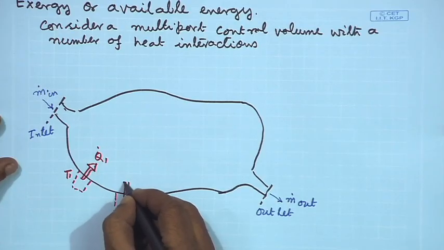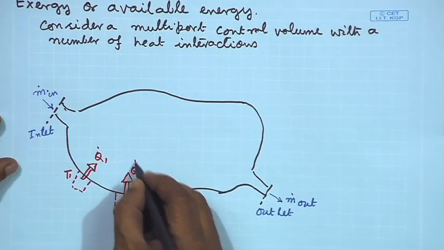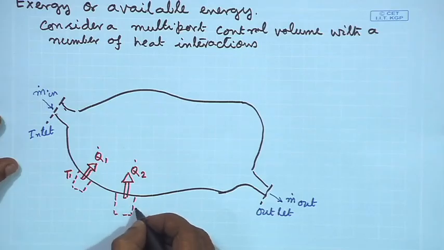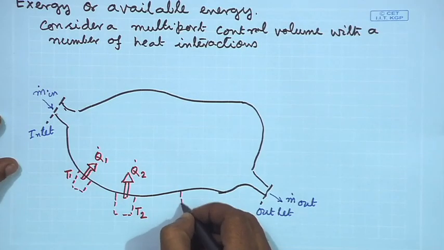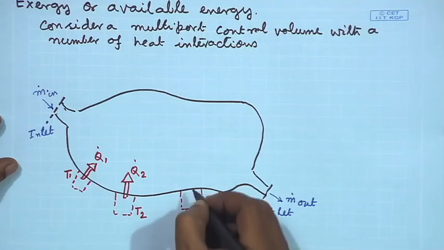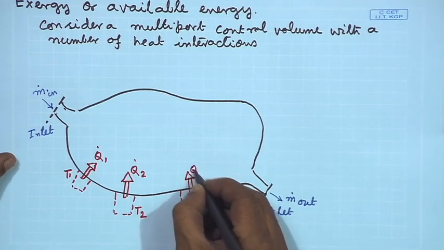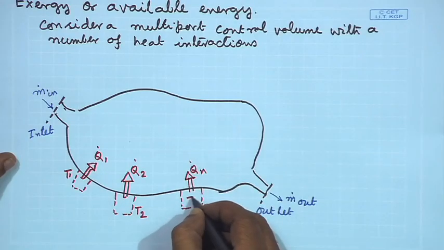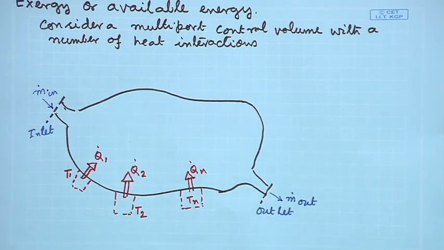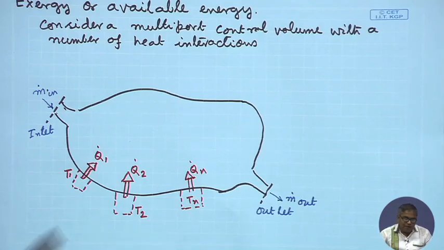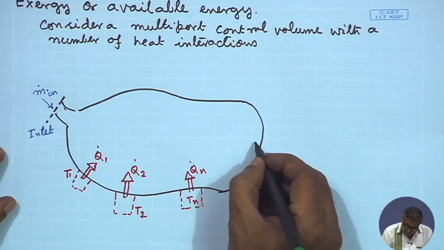Q dot 2 amount of heat is entering at a temperature T 2, and let us say it is an arbitrary port or arbitrary point where Q dot n amount of heat is entering at a temperature T n. So, basically we are having different kinds of heat interactions. Then we are also having some sort of work interaction. Let us say here we show some sort of work interaction.